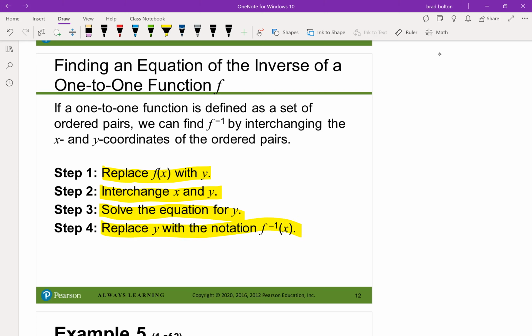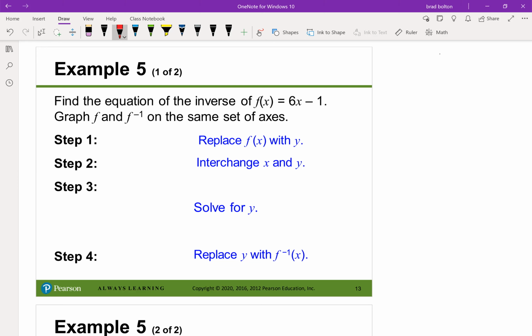So let's take a look at this problem. It says, find the equation of the inverse of f of x equals 6x minus 1. Replace f of x with y. So step 1, y equals 6x minus 1. Now interchange x and y, so this becomes x equals 6y minus 1. Notice I just flip-flopped where the x's and y's go. Now we have to solve for y. I'm going to move the 1 over, and I have x plus 1 equals 6y. Then I divide by 6, so I now have y equals x over 6 plus 1 over 6.